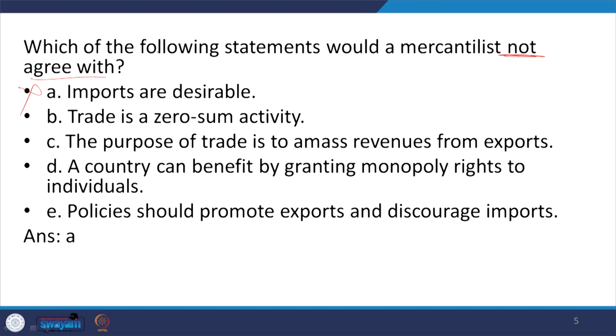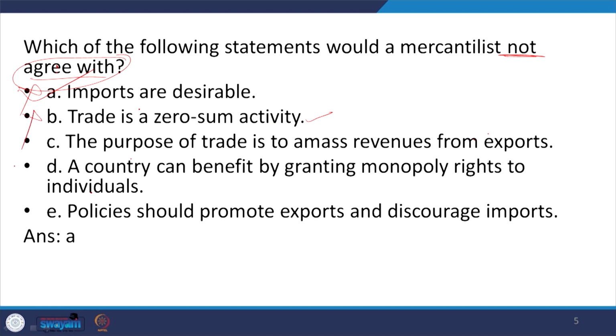Now, which of the following statements would a mercantilist not agree with? Okay, this is what they do not agree with, because they said exports are desirable, imports are not desirable in the mercantilist view. So, this is the answer actually. Why? Because we said not agree with, they do not agree with the fact that imports are desirable. Now, this is what they agree with, zero sum activity.